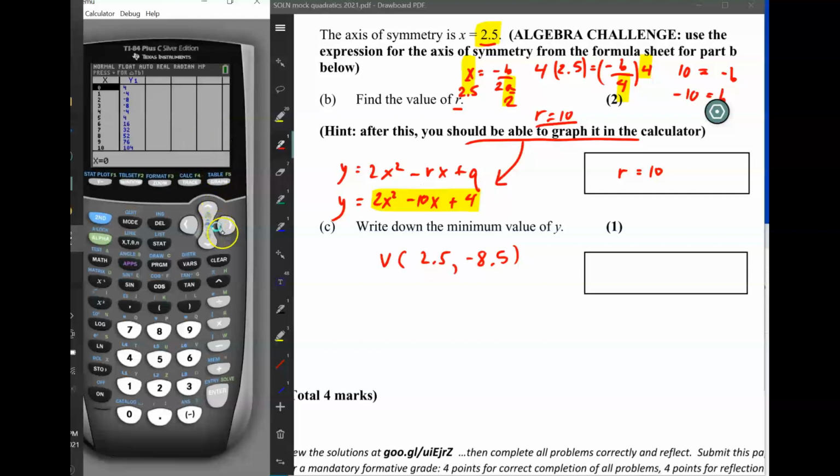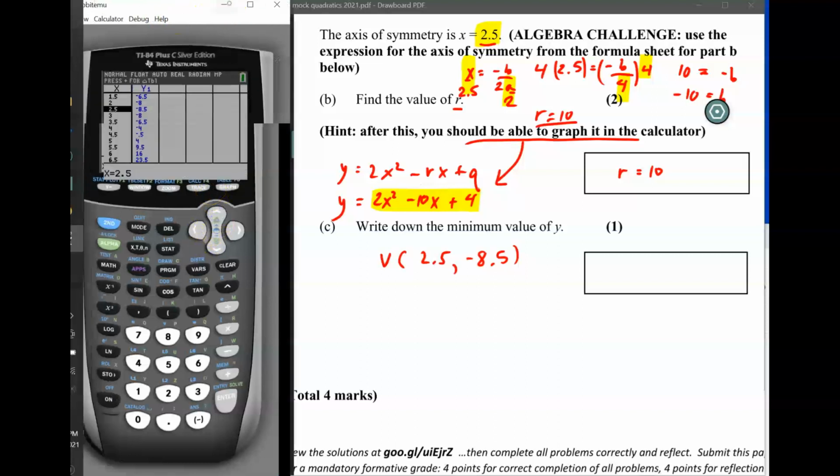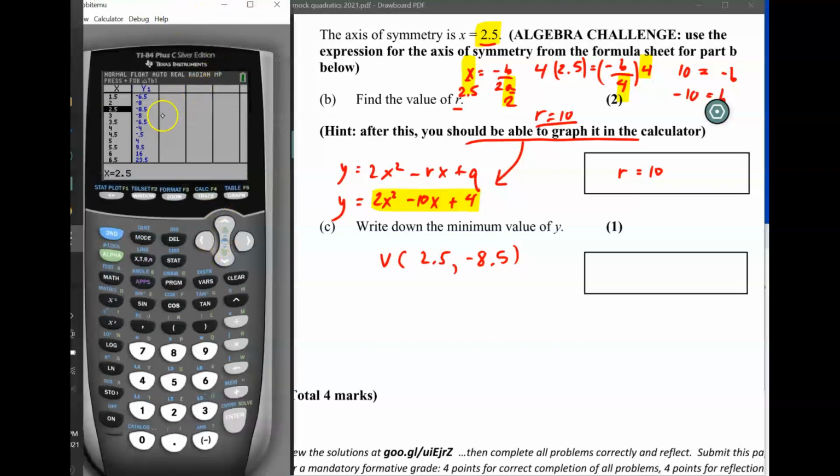I'm going to make sure by looking at second table because the numbers are printed bigger. Okay, so what I want is the x value of 2.5. Since it doesn't have it here, I'm going to put plus 0.5. And now I can kind of see it. Yeah, I think it says negative 8.5. Really hard to see. Is that better?